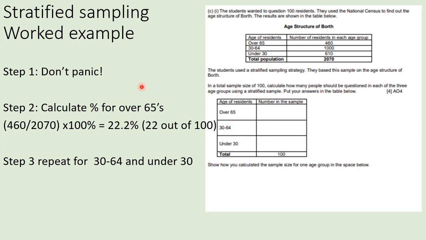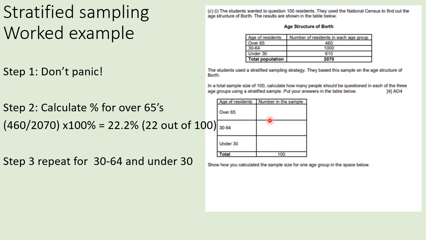And the way you do this is, first of all, don't panic. Stratified sampling is all about calculating percentages. You've done that a million times in maths. So if we do over 65s, there's 460 of them out of 2,070. So I'm going to do 460 divided by 2070. That will give me a number of 0.2222, times it by 100% to turn it into percentages, 22.2%. There are 100 questionnaires, so 22.2% of 100 is going to be 22, just rounding to the nearest number.